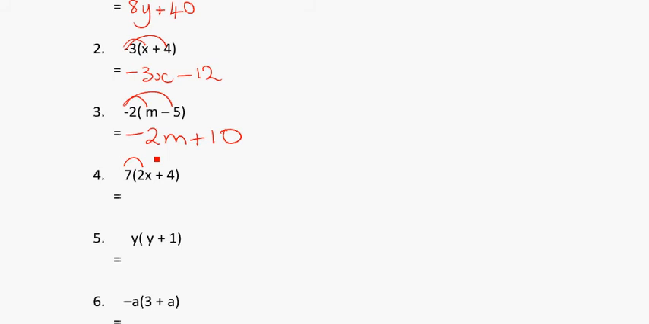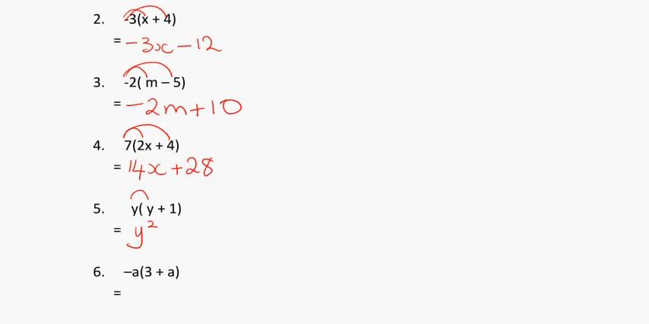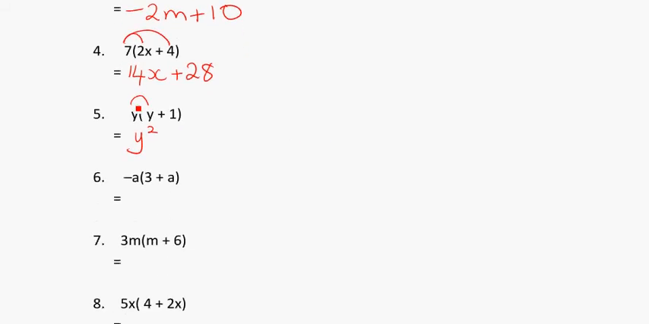Next one. 7 times 2, both are positive. 7 2s are 14. And you have an x. Positive 7 times positive 4 is just positive 28. Okay, here's the letter outside the bracket. y times y is y squared. You can see why we practiced all that multiplying before. y times 1 is just itself, and anything multiplied by 1 you get what you started with.